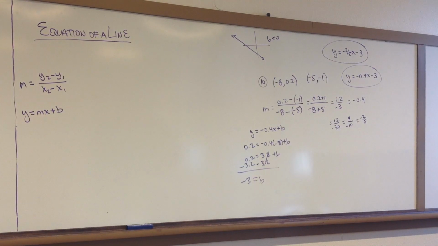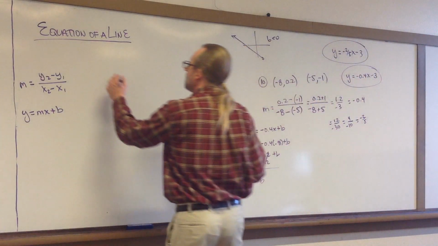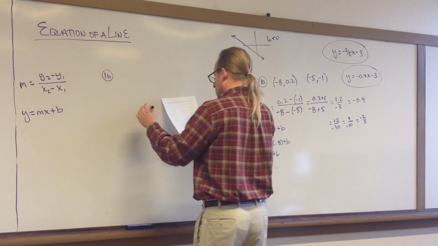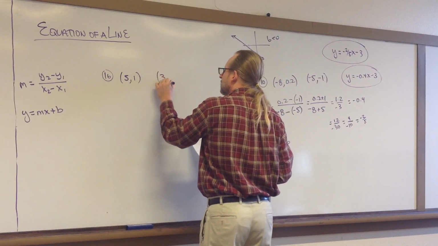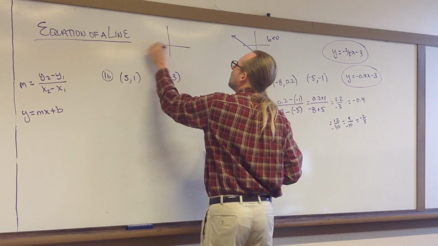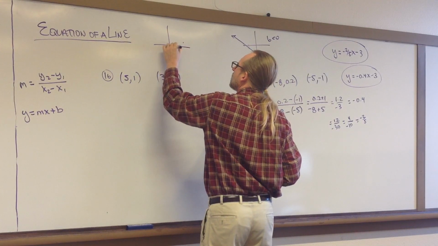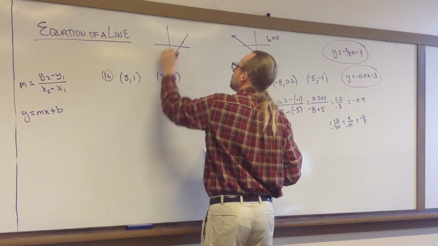Okay, let's see here. Let's look at problem 16. What do we have here? 5, 1, and 3, negative 3. So, let's see, 5, 1, 3, negative 3. Should be something like that.